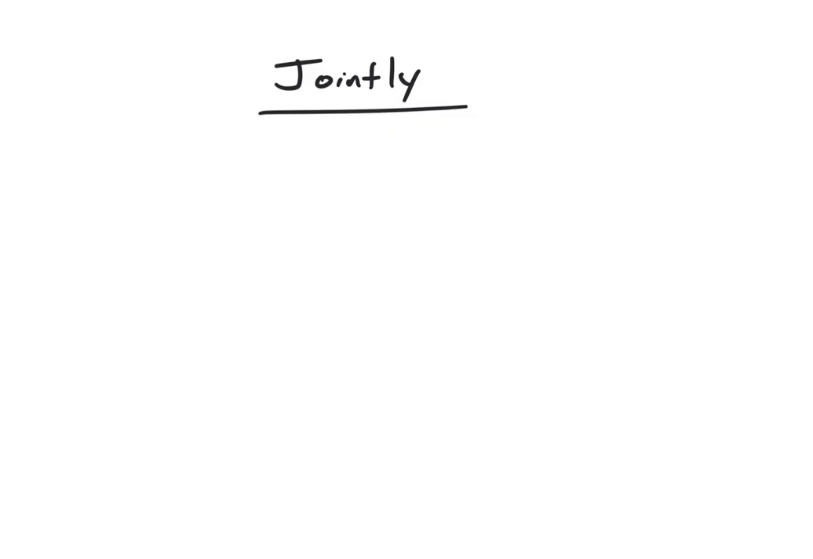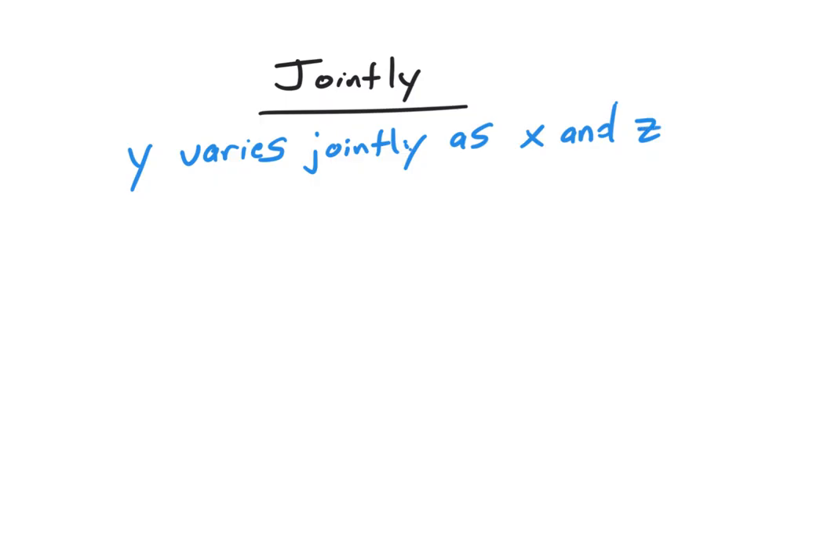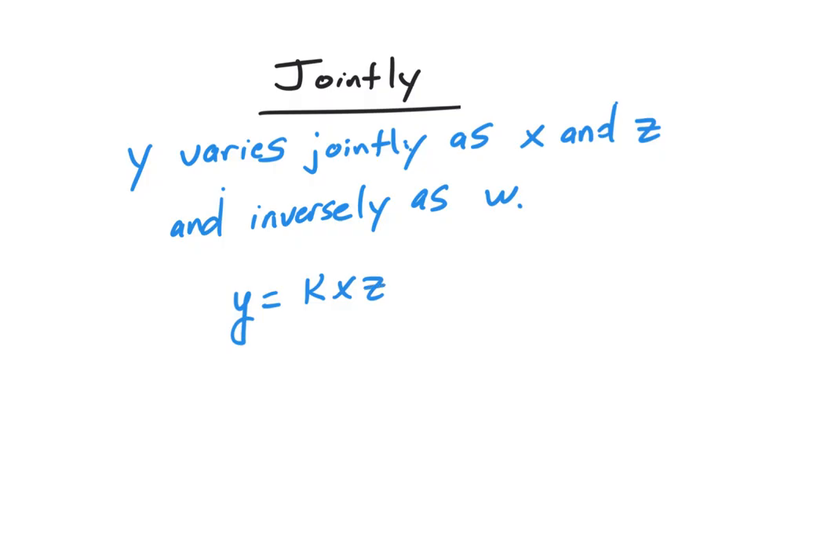So for this one, I'm going to write it out here first. Y varies jointly as x and z, and inversely as w. So we've got all kinds of variables going on here. Okay, joint, we said, we're multiplying by more than one variable.